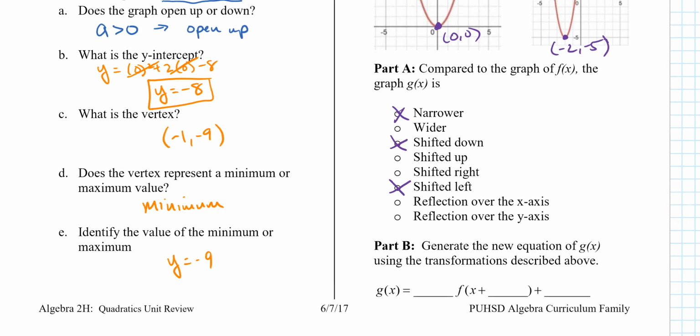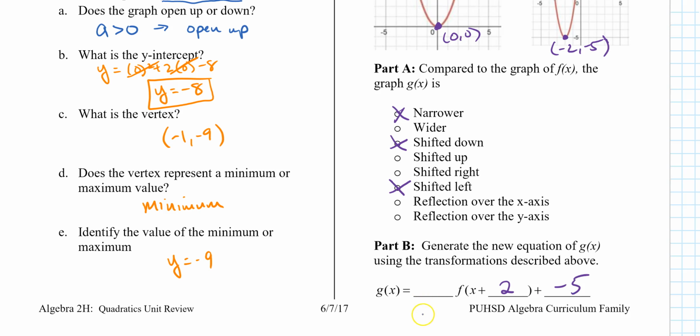And then generate the new equation of g using the transformations described above. So the two easy ones are going to be these two values. This looks just like vertex form. So if it's f of x plus something, how much did x change? Well, it changed by -2. So remember, in vertex form, the inside is always the opposite of the vertex, so it's x plus 2. And then outside, we move down 5, so we have -5.